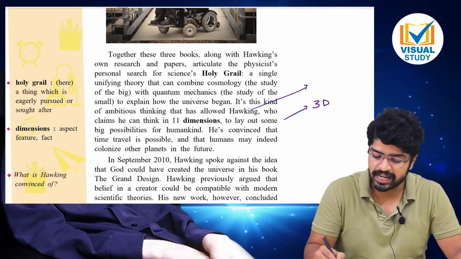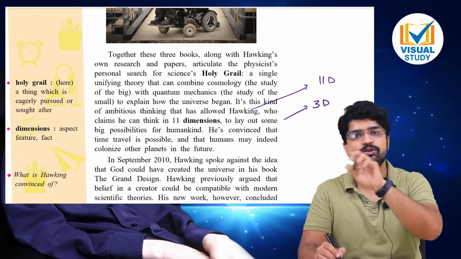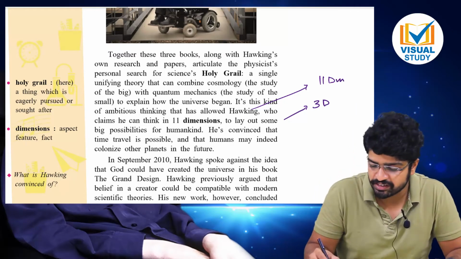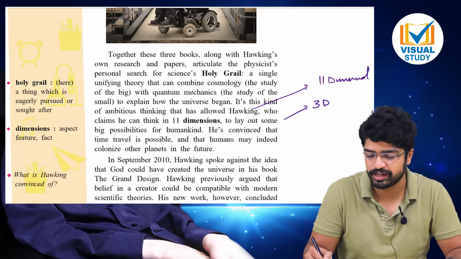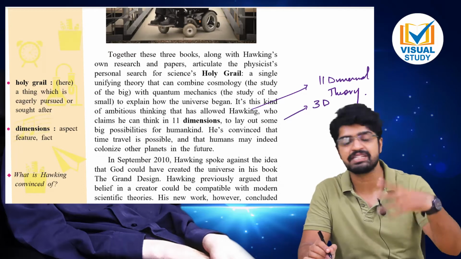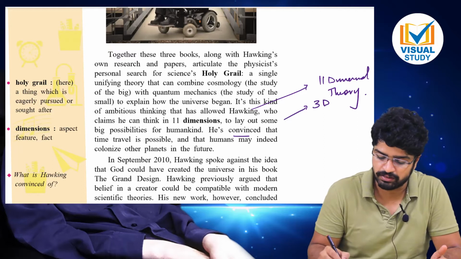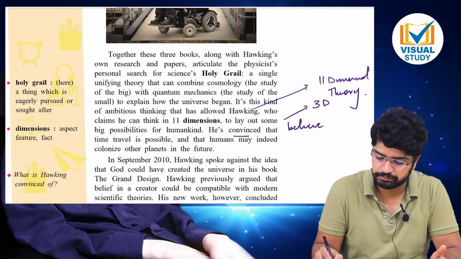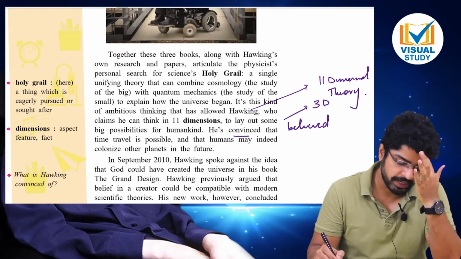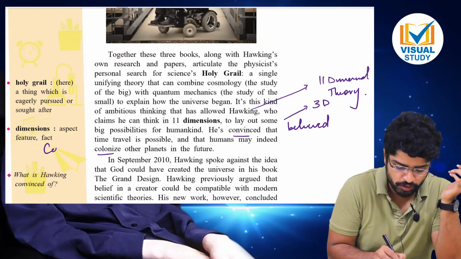लेकिन Hawking ने कहा that I can think into 11 different dimensions. So एक ही चीज को 11 तरीकों से इंटरप्रेट करना, that is what is called the 11-dimensional theory. And आगे जाके this theory was also made more wise. Okay, 11-dimensional theory, and this was extremely important to understand from the scientist's perspective. He believed that, okay, time travel is possible and that humans may indeed colonize other planets in the future. What is the meaning of colonize? Colonize is conquer.